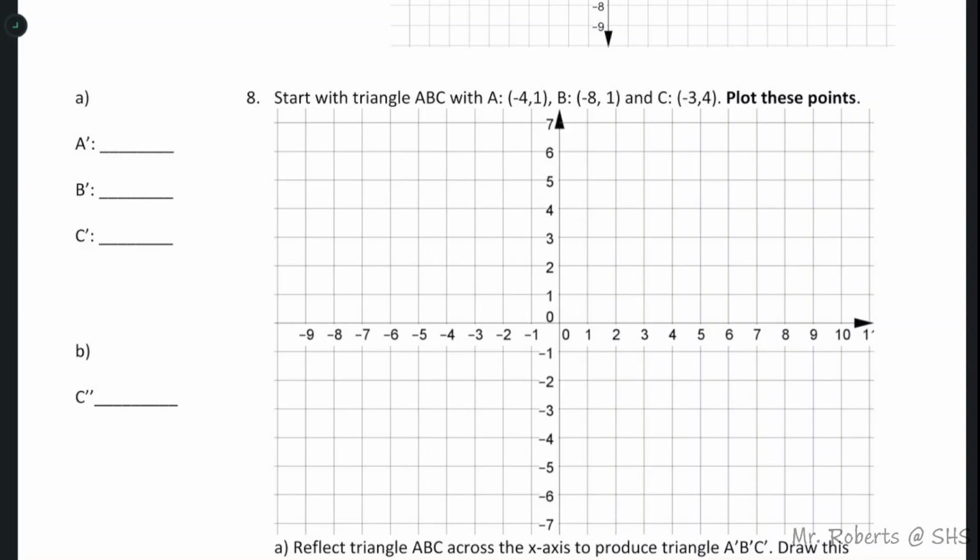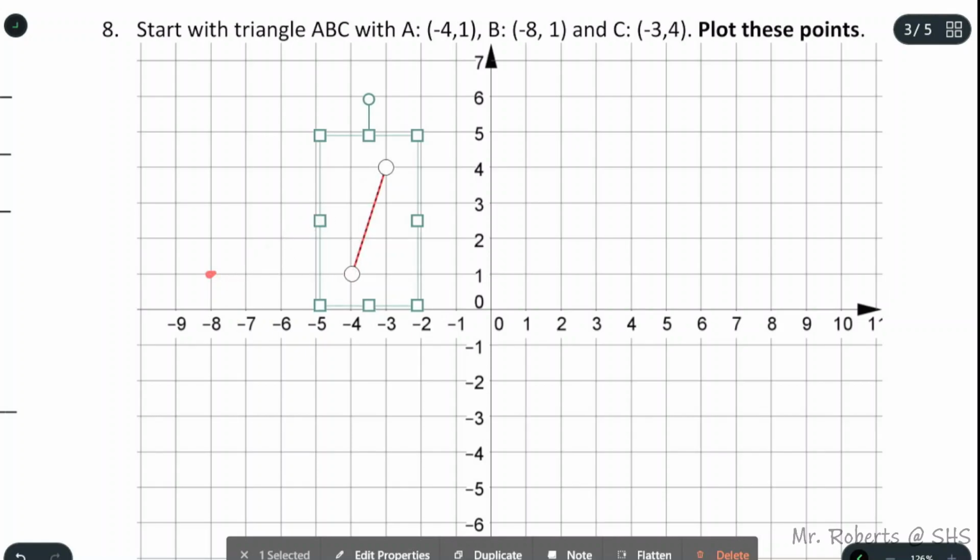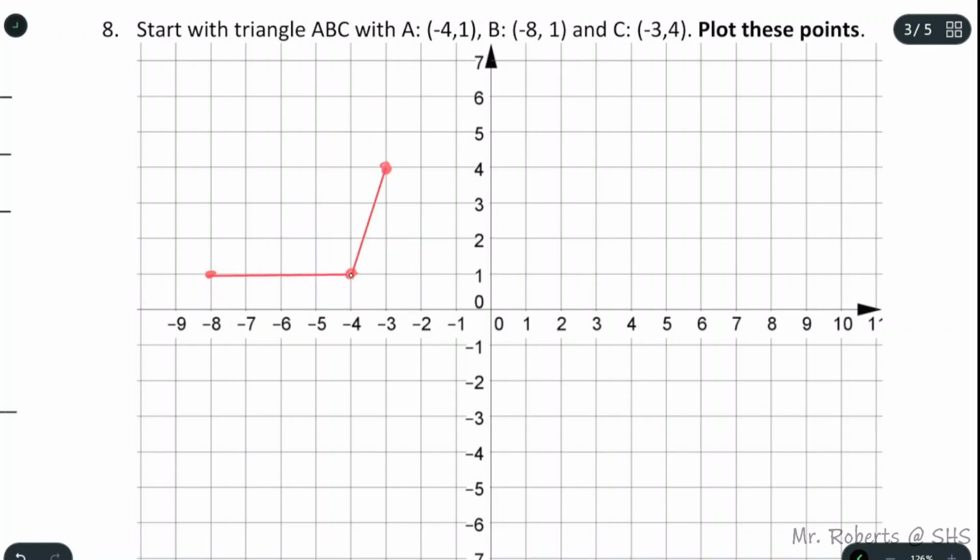Question 8 says, start with a triangle ABC, and it's going to be A is located at negative 4, 1. B is located at negative 8, 1. And C is located at negative 3 and then up to 4. So I think I see the triangle here. Can't do that. Let's see. Do this. Okay. And those points are, this was A, this was B, and this is C.